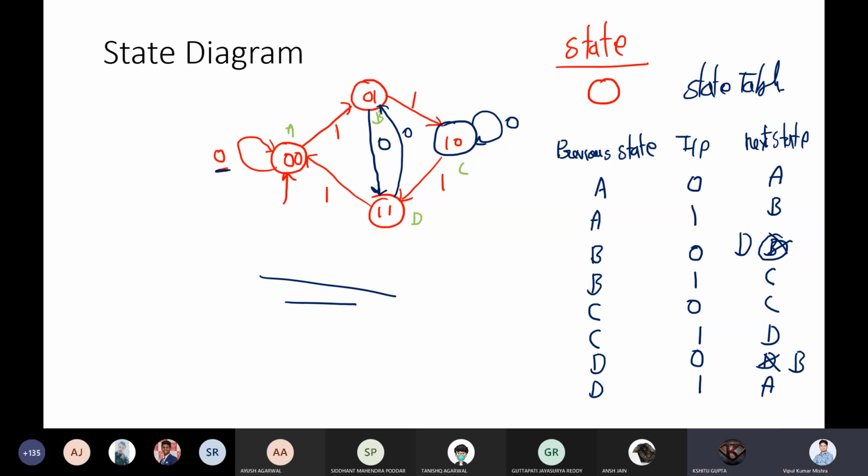Cool. So that's it for today. In the next lecture, we will see multiple applications of this characteristic table, and we'll start with the counter. You can make your own counter with the help of these tables and this state diagram. We'll see how to utilize this state diagram, along with the excitation table and characteristic table, to make multiple sequential circuits. We'll see that in the next lecture.